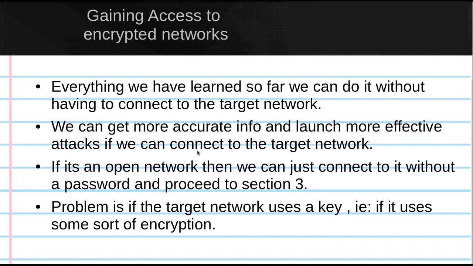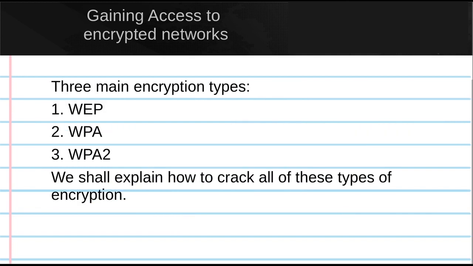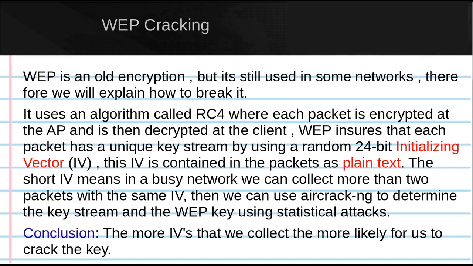Further than that, we'll be able to connect to the target network after we get its key, and then we'll be able to launch more powerful attacks, and gather more specific information about the clients and about the access point. So in this section we're going to talk about getting the key for different types of encryption. The most famous encryptions are WEP, WPA and WPA2. The first encryption that we're going to talk about breaking is WEP encryption, because it's the oldest one, it's the easiest one to break, but we still need to learn how to break it because you will see networks that still use WEP encryption.